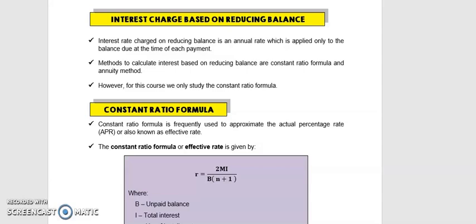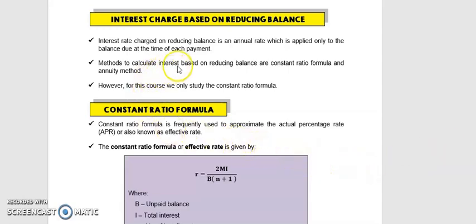And let's say second month you pay another 500. So your balance will be 1,000. 1,500 minus 500, so your unpaid balance will be 1,000. So that is what is meant by unpaid balance or the reducing balance, unpaid reducing balance.